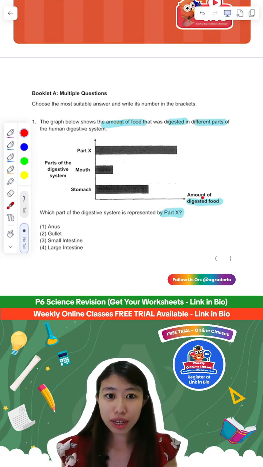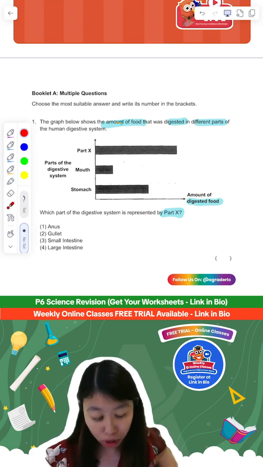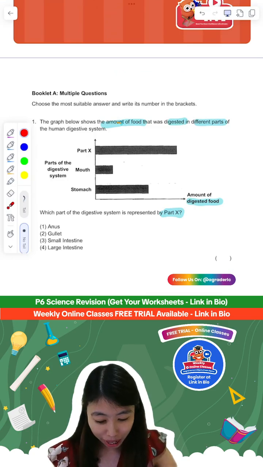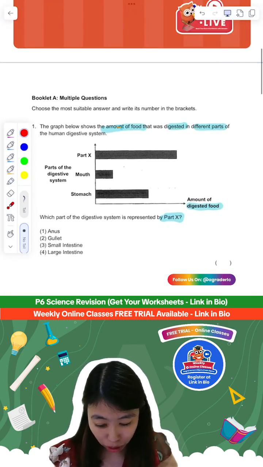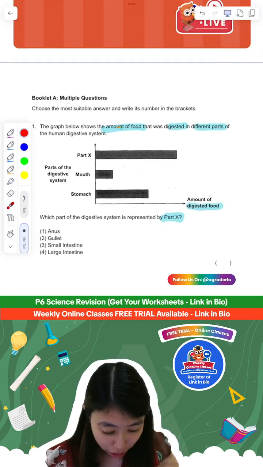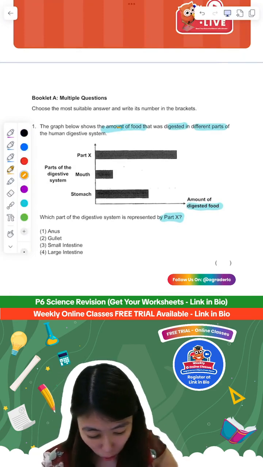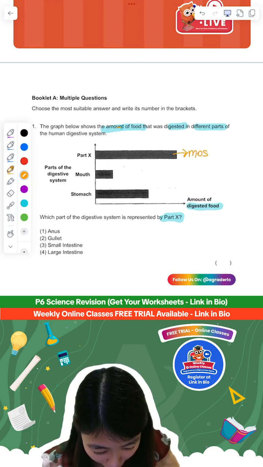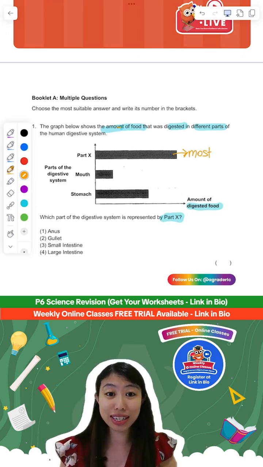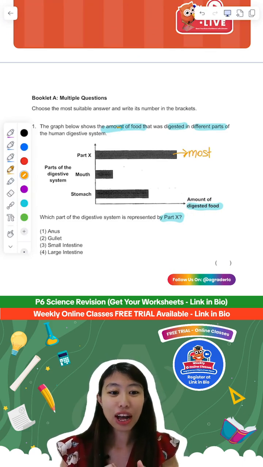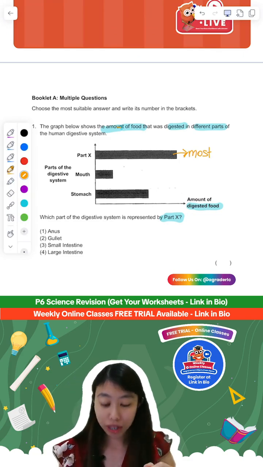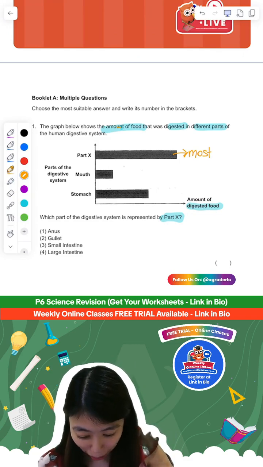Okay, so for this, you can see that part X, most of you got it correct. Yes, the answer is number 3. But let me explain why, okay? So part X, in terms of the amount of digested food, you can see that it is the most. Okay, so if it is the most, what does it tell me? It tells me that, always remember, digestion begins at the mouth. Okay, begins at the mouth.